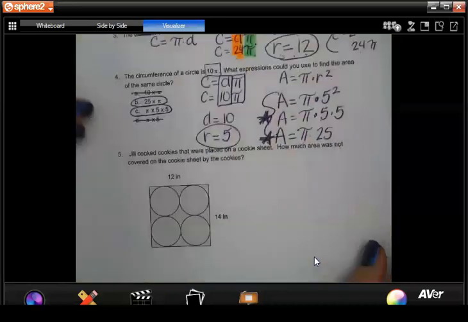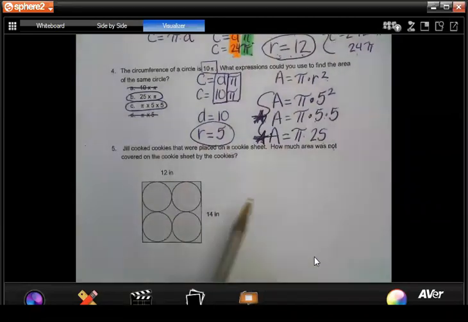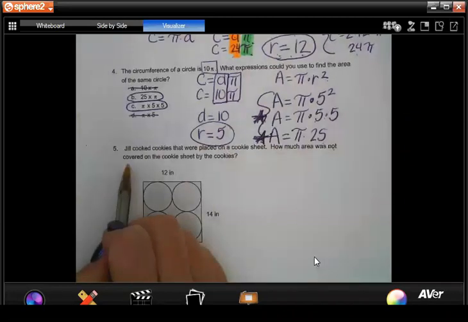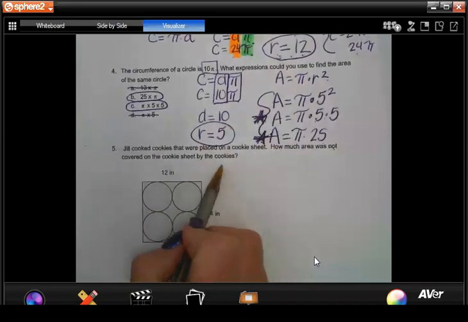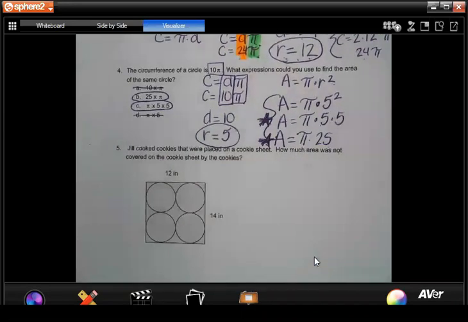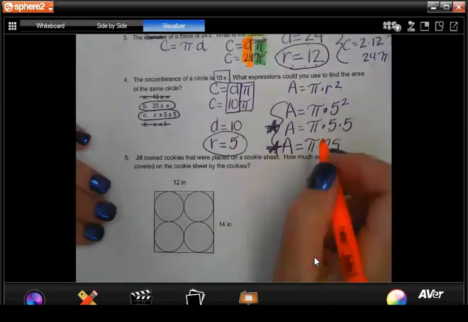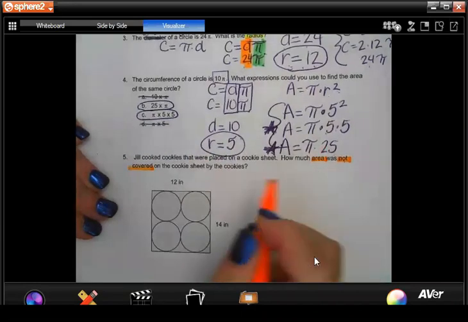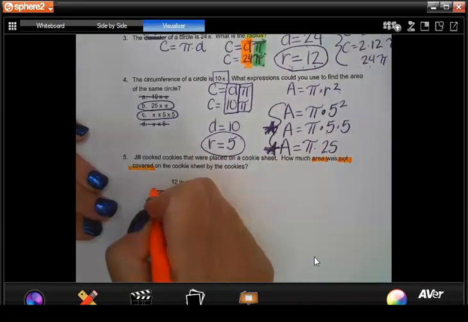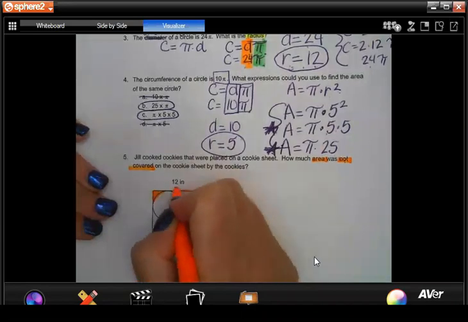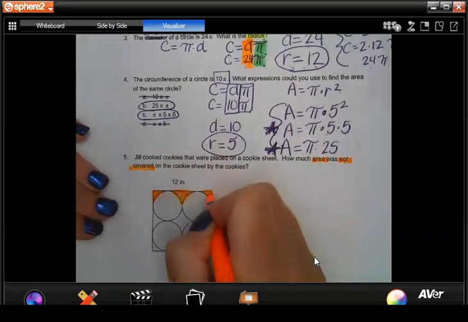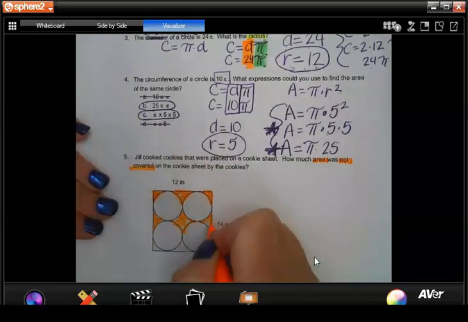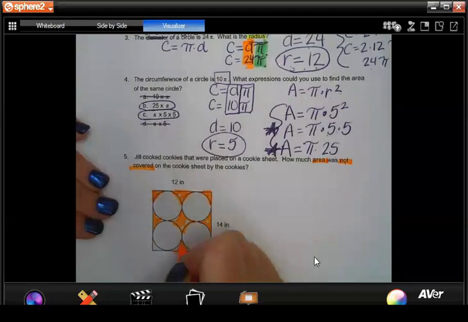All right. Jill cooked cookies that were placed on a cookie sheet. How much area was not covered on the cookie sheet by the cookies? All right, so let's figure this out. They're asking for how much area was not covered by the cookies on the cookie sheet. So we're looking for this area right here, all of these pieces right here, right? That section, that section, that section, that section, that section.